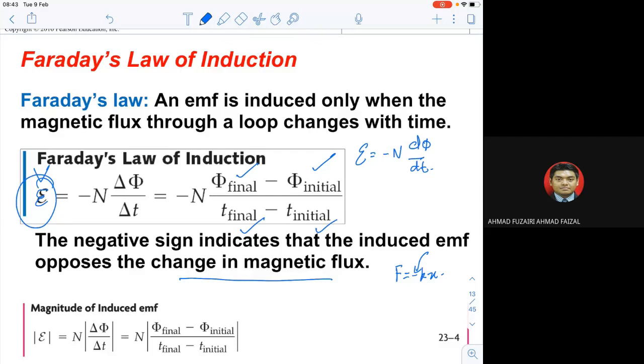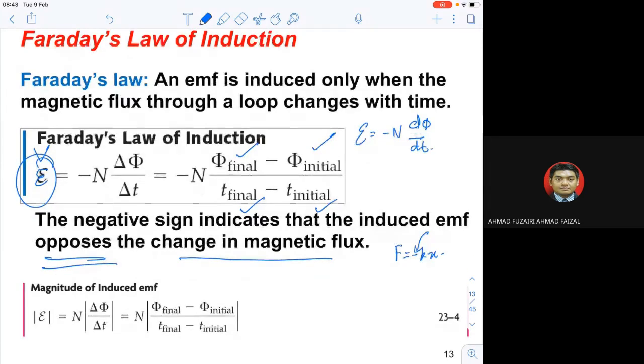So the induced EMF must always oppose, melawan arah, the change in magnetic flux. You cannot have the same magnetic flux, because the magnetic flux should change at a time. The magnetic flux should always change as a function of time. So that is all about Faraday's law of induction. So how can we see that thing?